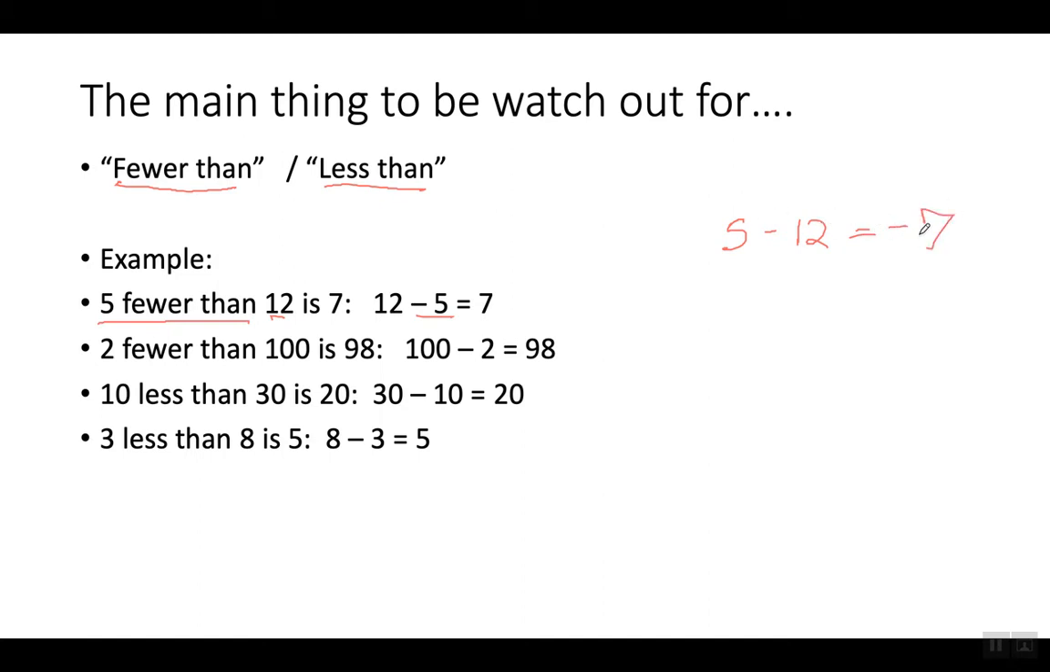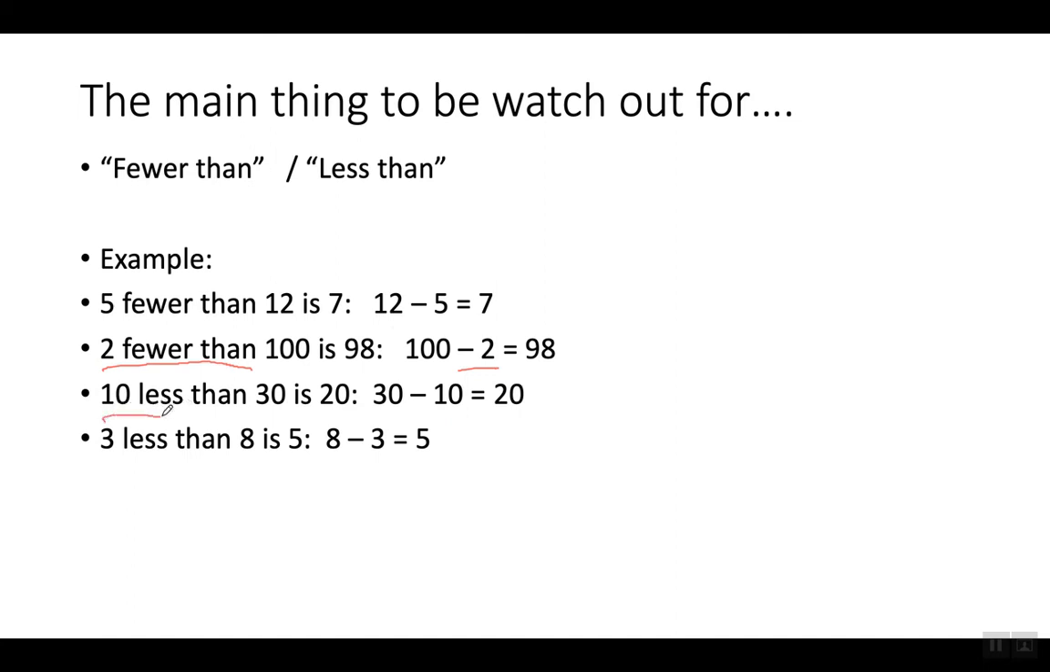If you write it this way, the answer is negative 7. And as you can see here, the answer is 7, not negative 7. Same thing, look at the next one. 2 fewer than 100, you gotta write that like this. 2 menos que 100. Se escribe así, 100 menos 2, en ese orden.